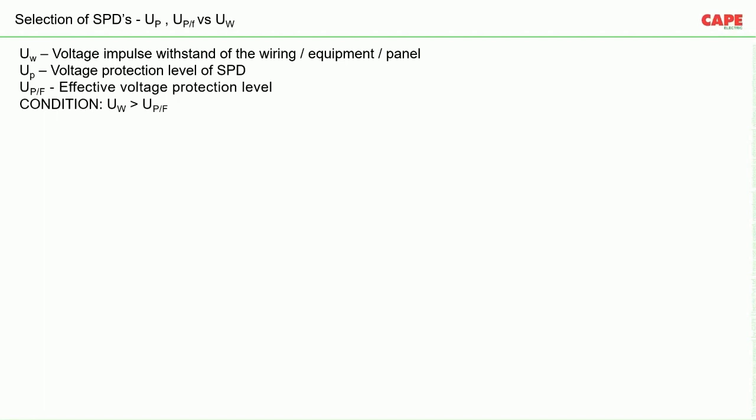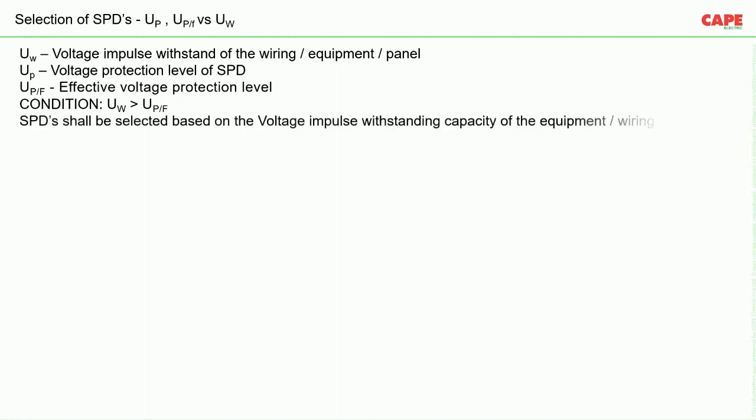Now, to ensure equipment safety, the condition which we need to fulfill is that UW shall be higher than UPF. That means the impulse withstand voltage of an equipment shall be more than the effective voltage protection level of that SPD. Only then is that SPD going to protect our equipment.